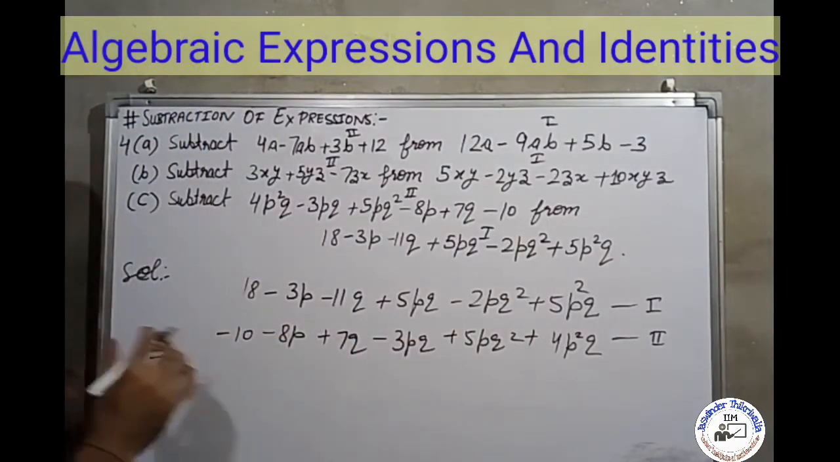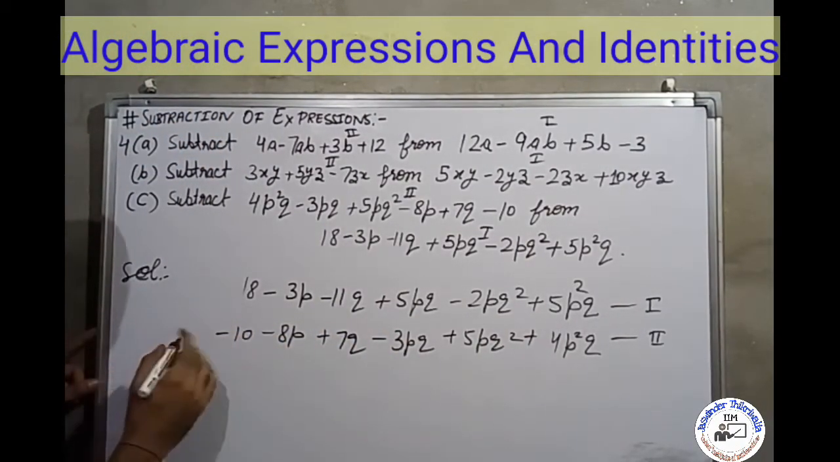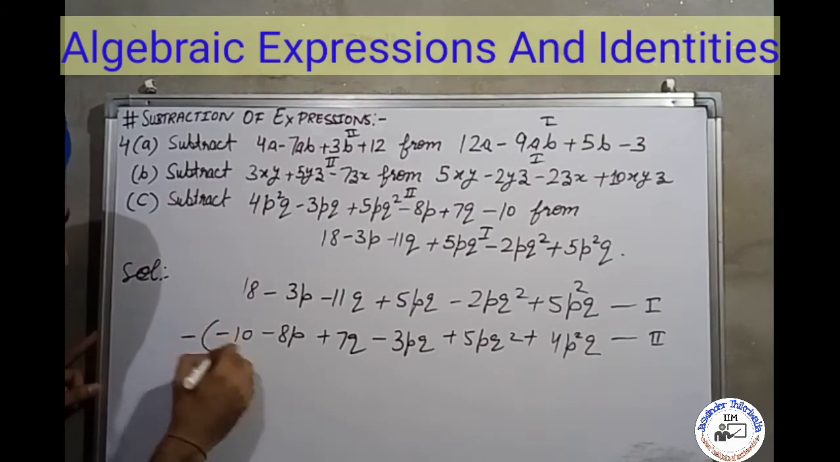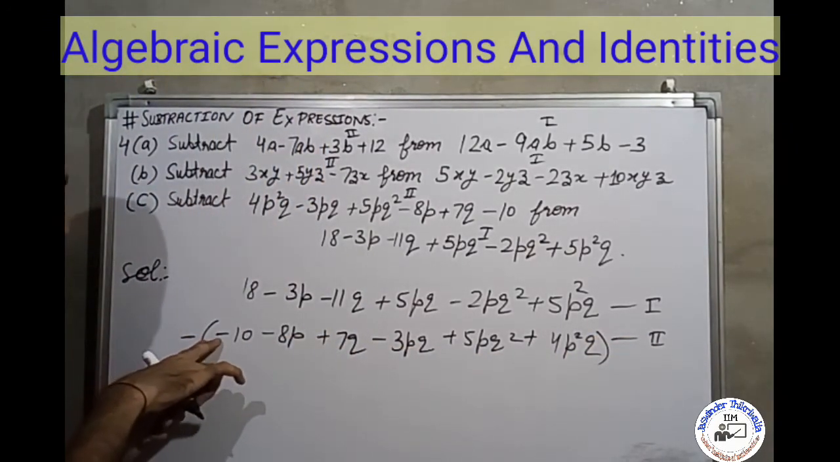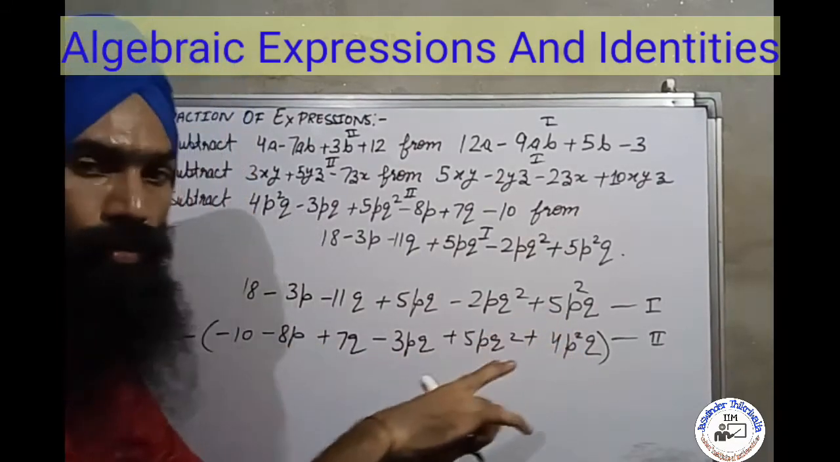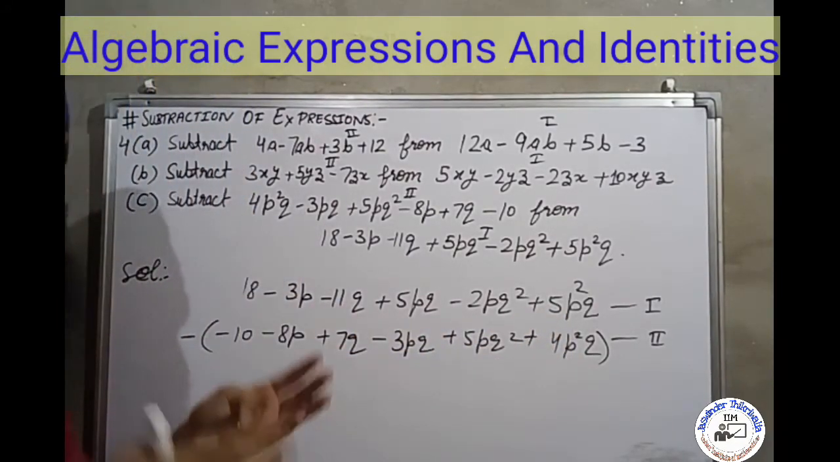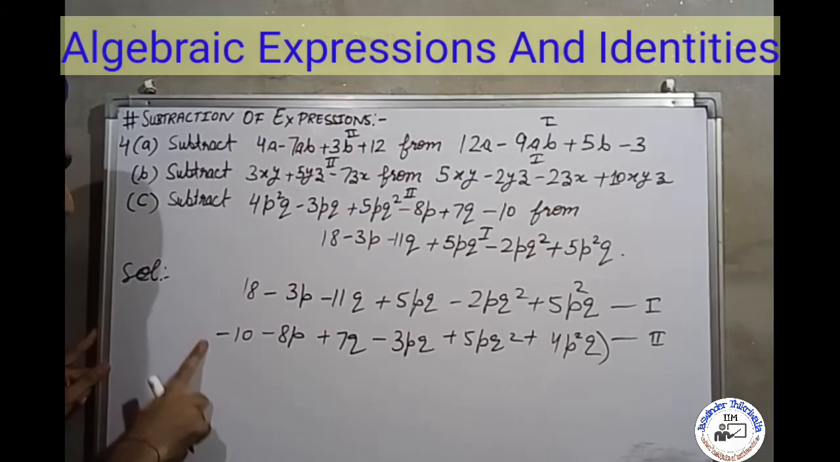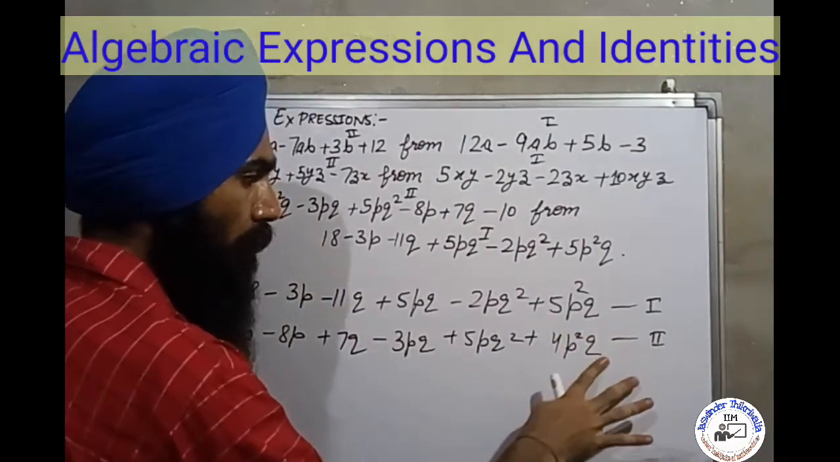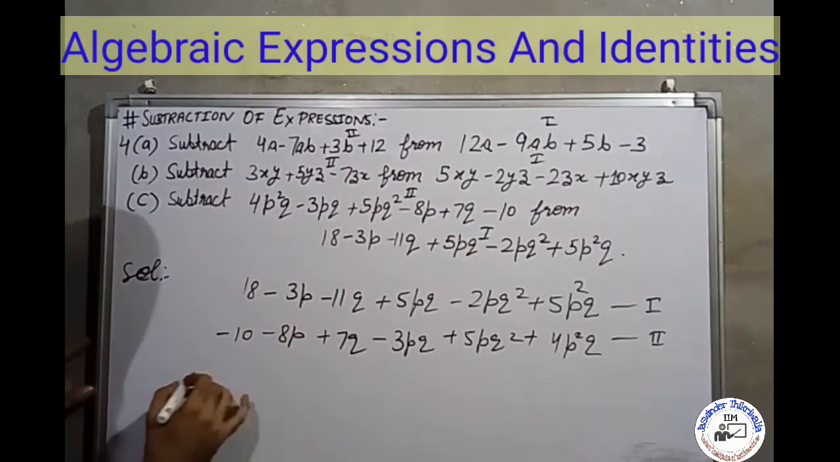Because whenever you are doing subtraction, we are putting a minus in front of this full term. When we multiply with this minus, all the symbols will change. So that's why we are changing them directly. Wherever minus is written, change it to plus, and wherever plus is written, change it to minus.